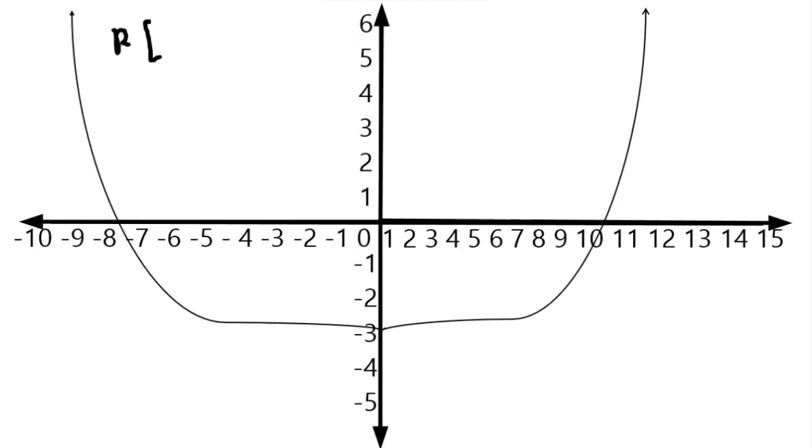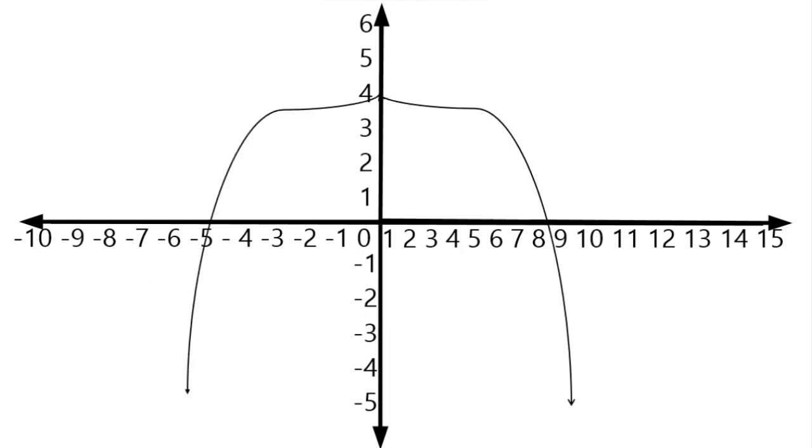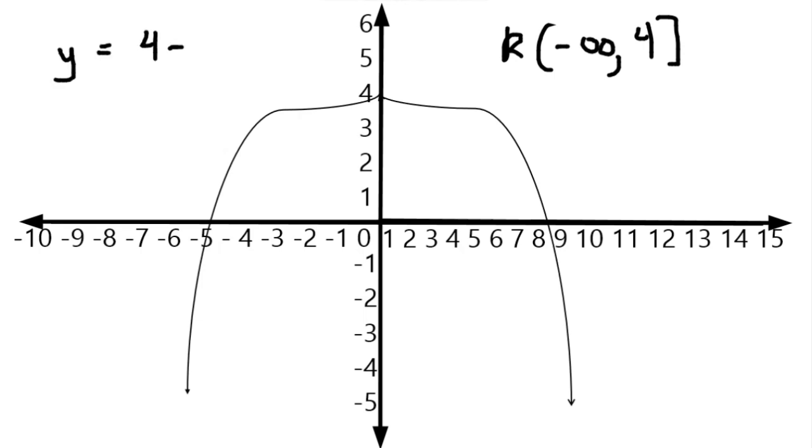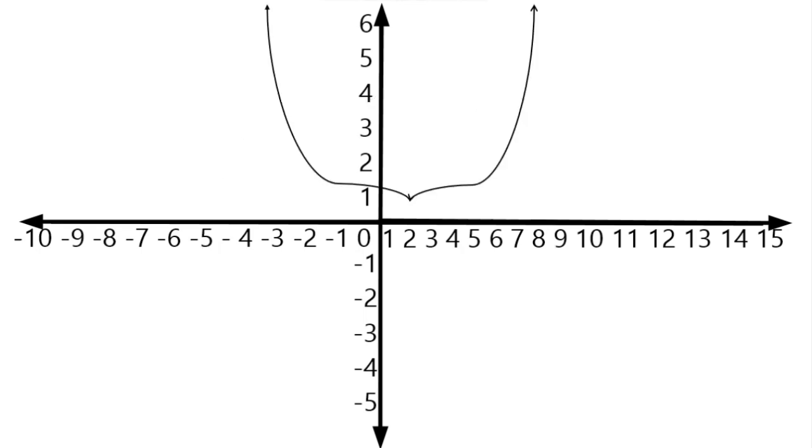Now let's try this. The range of this is going to be negative 3 bracket comma infinity, and the function of this is going to be x squared minus 3. Now let's try this. This is in downward. So the range here is going to be negative infinity. We're going to start from the lowest side to the highest point. So that's going to be 4, and we are going to put a bracket.